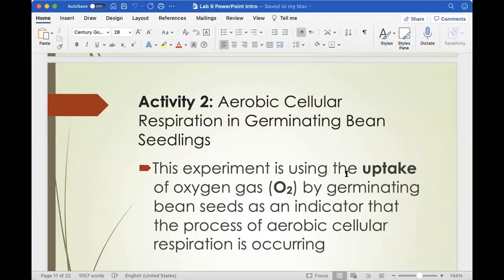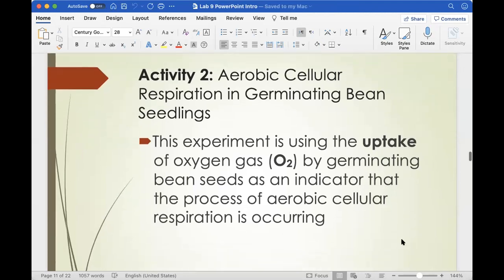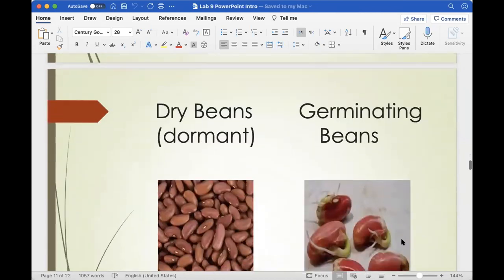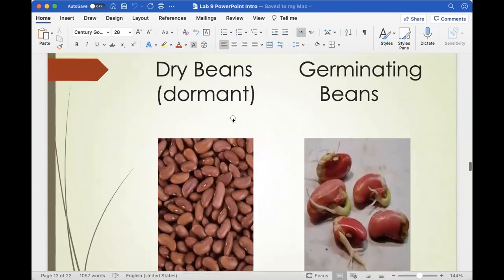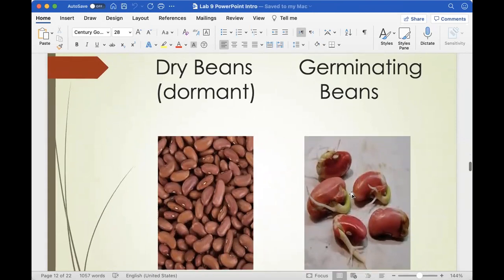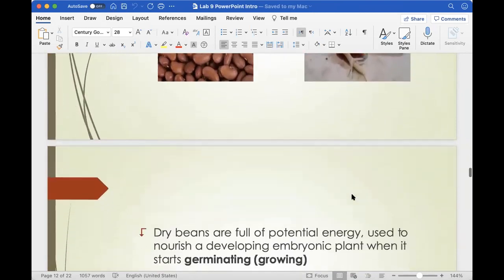All right, and then activity 2 of your worksheet has to do with aerobic cellular respiration in germinating bean seedlings. This experiment is using the uptake of oxygen gas by germinating bean seeds as an indicator that the process of aerobic cellular respiration is occurring, so in the presence of oxygen. We'll have a control with dry beans, meaning they're dormant, not growing, and germinating beans just means they are growing, so they will be uptaking oxygen for respiration.